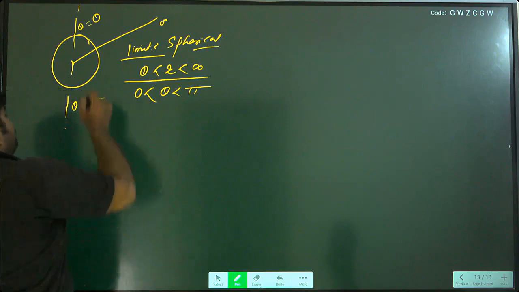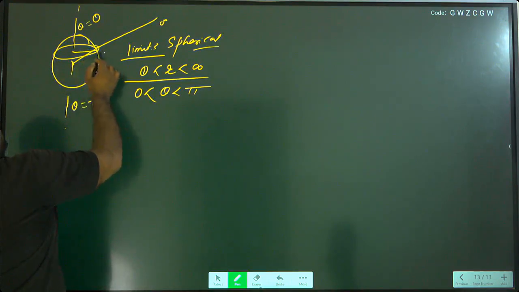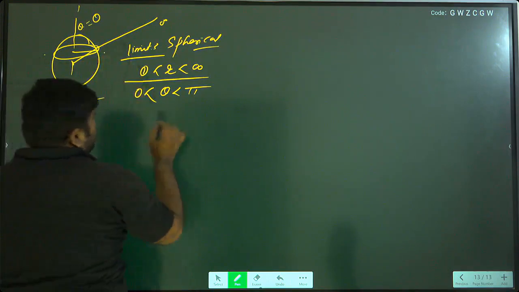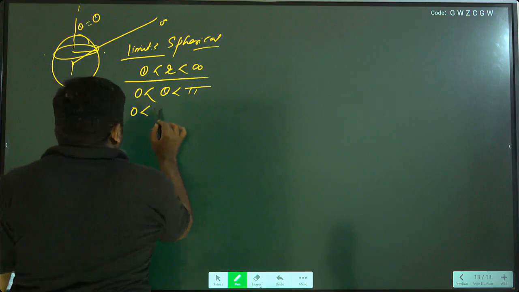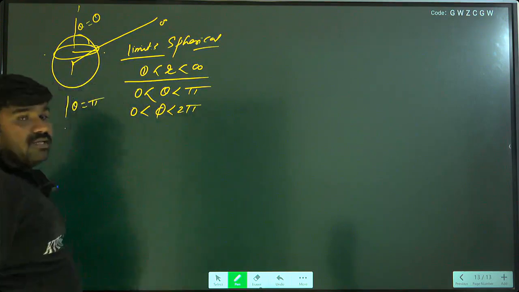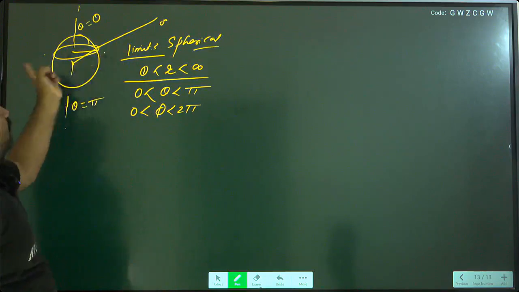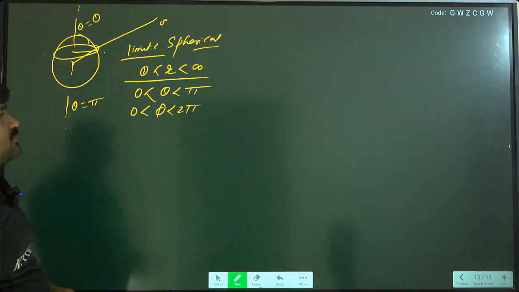Next, phi varies along this direction. Here phi value is 0, here phi value is pi, and here phi value is 2 pi. That means 0 is less than phi is less than 2 pi. For the spherical system, r is 0 to infinity, theta is 0 to pi, and phi varies from 0 to 2 pi.